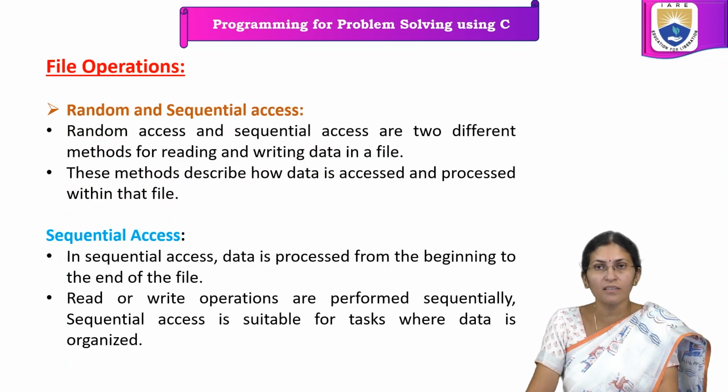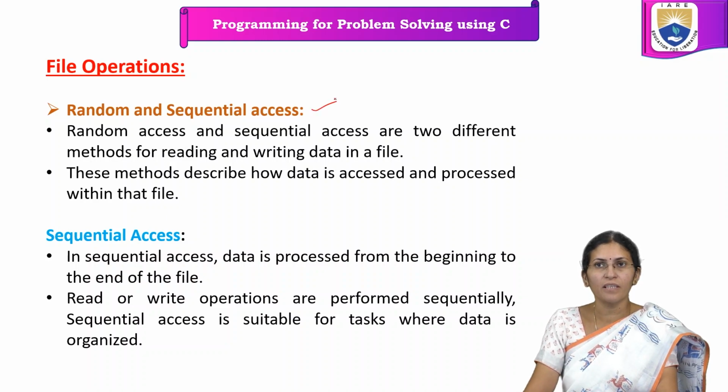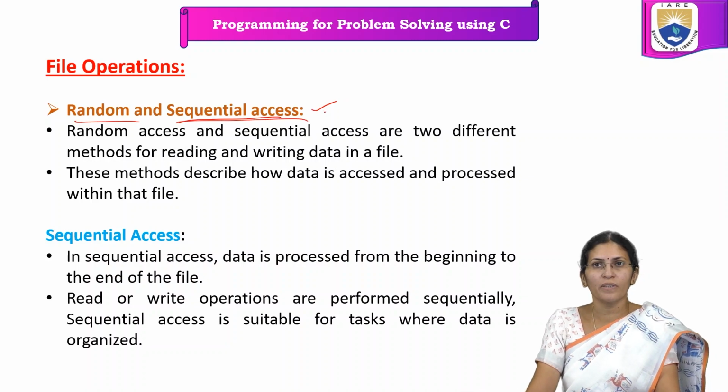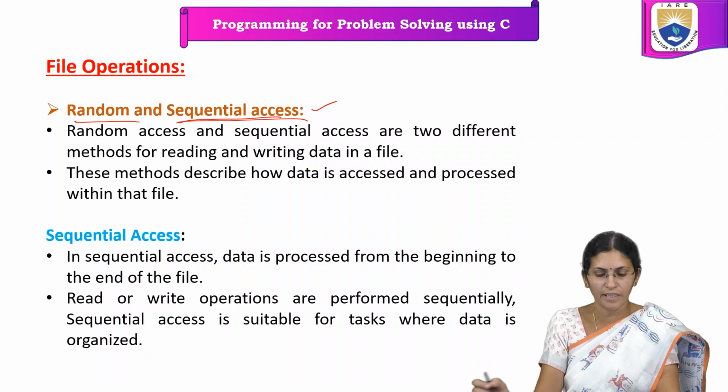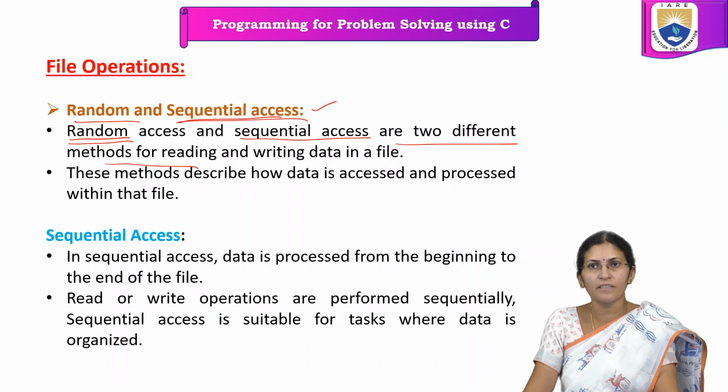Before seeing the different file positioning concepts, first we'll see random and sequential access. So what is random and sequential access? We can access the data in a file in two ways. The first one is random access, another one is sequential access. These are two different methods for reading and writing data in a file. These methods describe how data can be accessed and processed within the file. Each one has its own advantages and disadvantages.